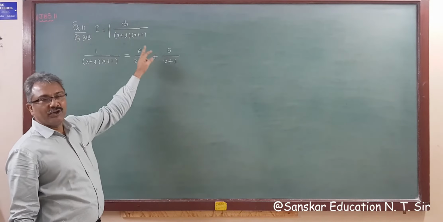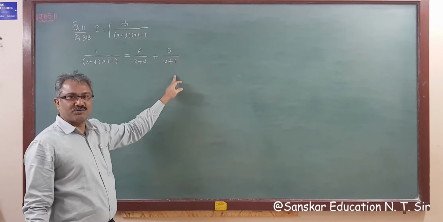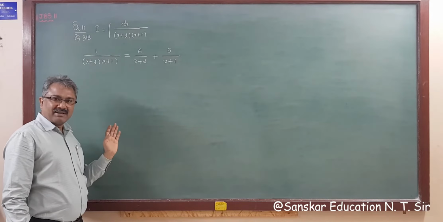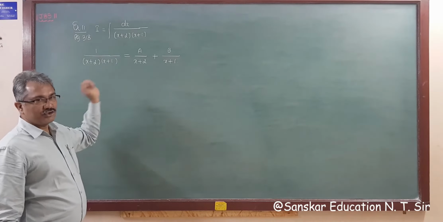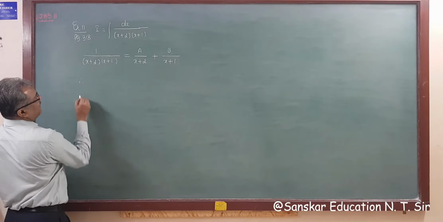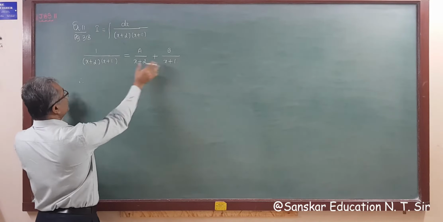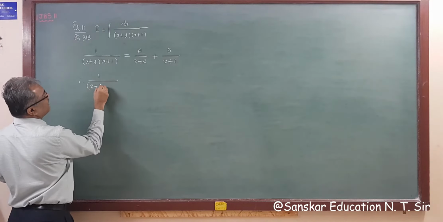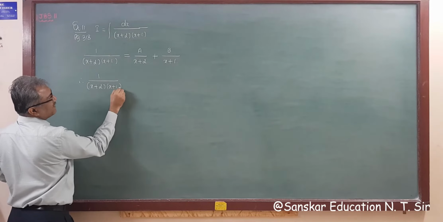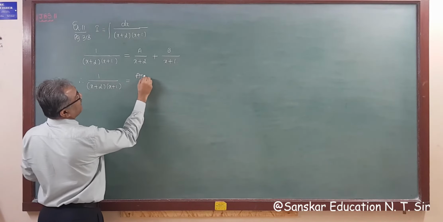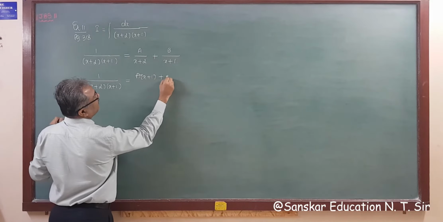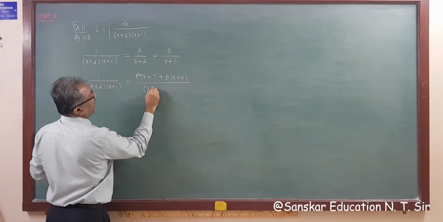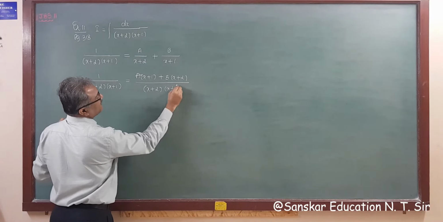Order is not important. You can write a upon x plus 1 plus b upon x plus 2, right? No matter. Got it? Okay. So now what to do? Now take LCM. The LCM is x plus 1, x plus 2. So x plus 2, x plus 1 is equal to a into x plus 1 plus b into x plus 2, whole upon x plus 2, x plus 1.